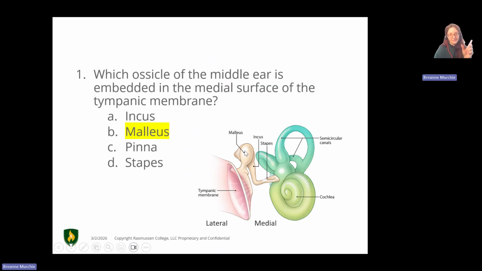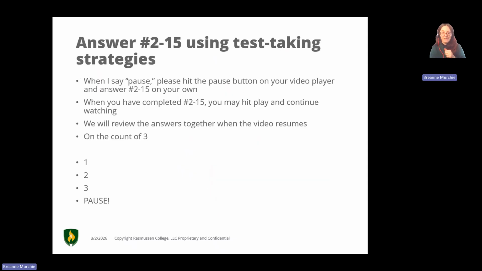And then the malleus is joined to the incus by an actual joint, yes. That will vibrate the incus, the incus will vibrate the stapes, and then the stapes will vibrate over this oval window and send that pattern or stimuli into the cochlea for hearing. Okay, that was a lot of information, but hopefully that helped in contextualizing where we are with the test taking strategies.